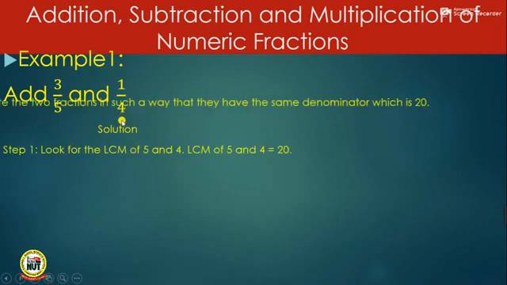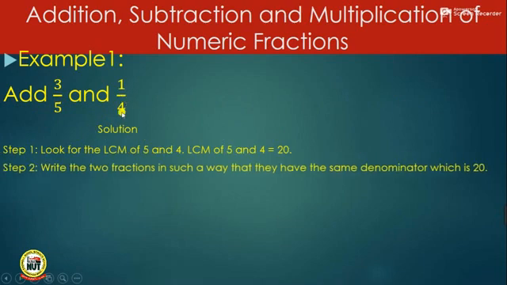Let us look at the steps which we need to take to solve this problem. The first step is to look for the LCM of 5 and 4. The denominators of these two fractions are 5 and 4. From our last class when we talked about LCM, we know that the LCM of 5 and 4 is equal to 20.